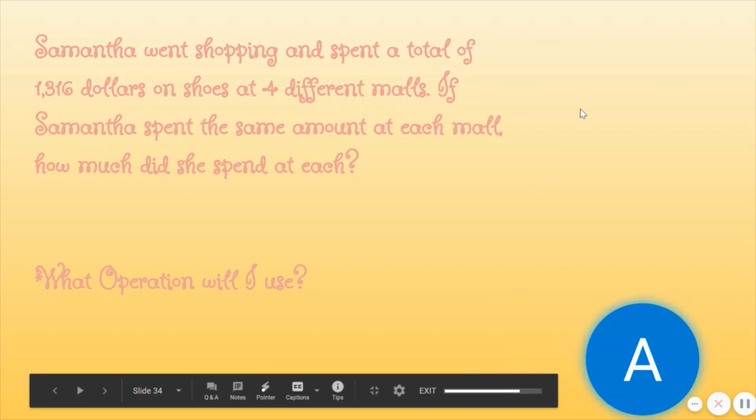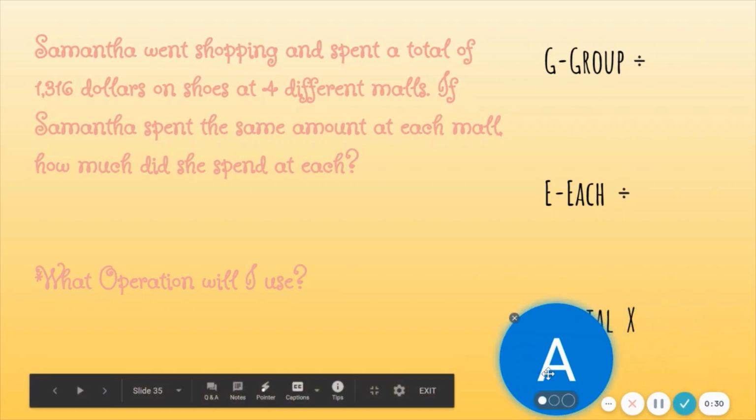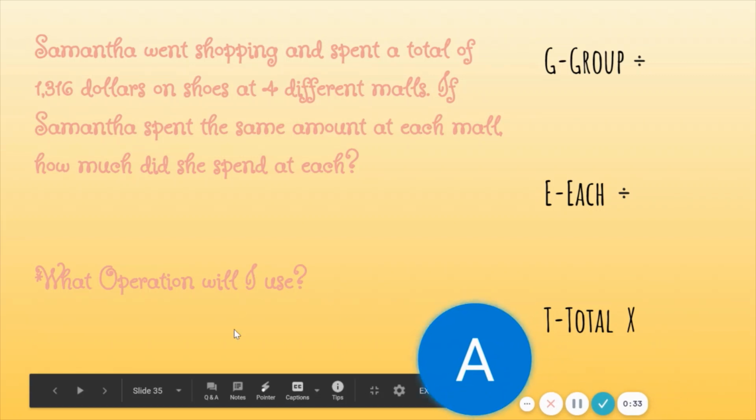Samantha went shopping and spent a total of $1,316 on shoes at 4 different malls. If Samantha spent the same amount at each mall, how much did she spend at each? So again, we're going to try to figure out what operation we'll be using, and you have all seen a pattern, so let's see if we can do the same thing. Now let's continue with using the GET strategy. So again, I have my groups, how much is in each, and my total. Let's go ahead and start.